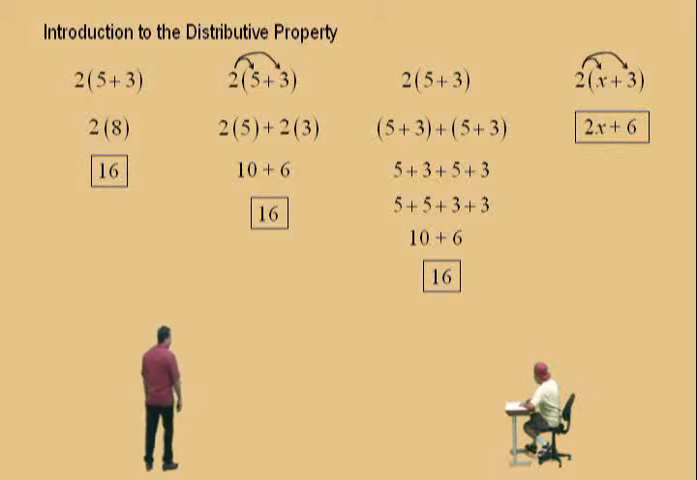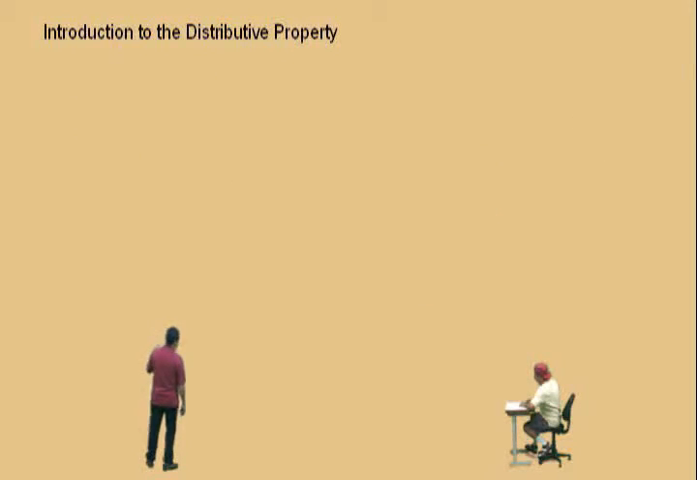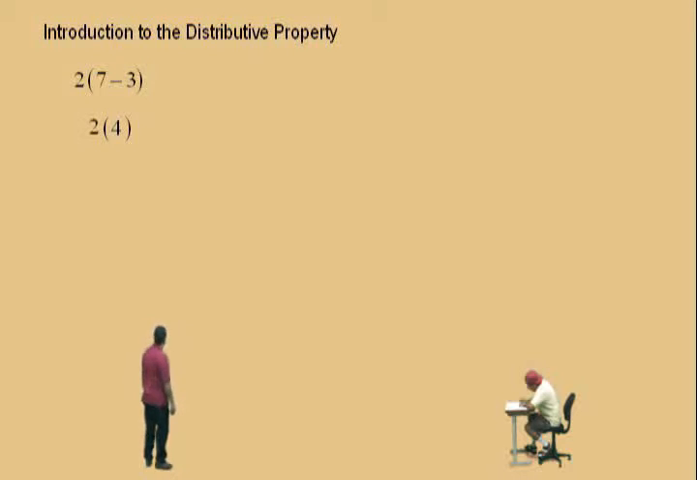Okay. Now, let's look at a subtraction problem in the parentheses, Charlie. Let's do the parentheses first. What's 7 subtract 3? 4. 4, and you're multiplying by 2, which does give you 8. Now let's apply the distributive property. What do you do, Charlie?